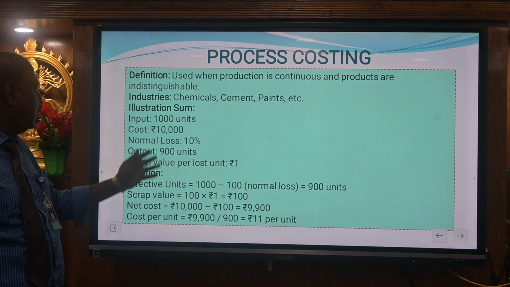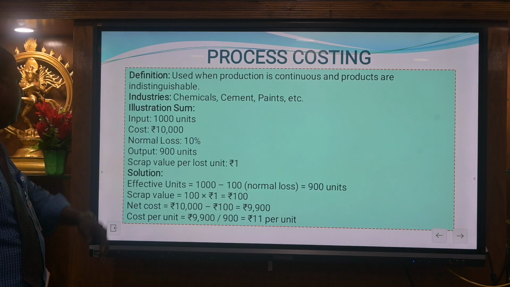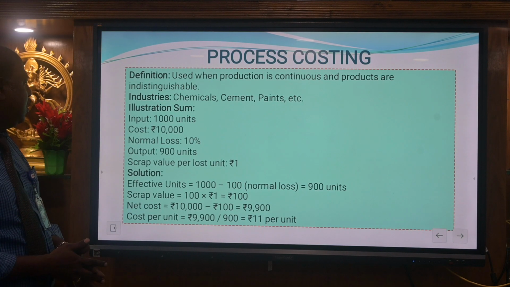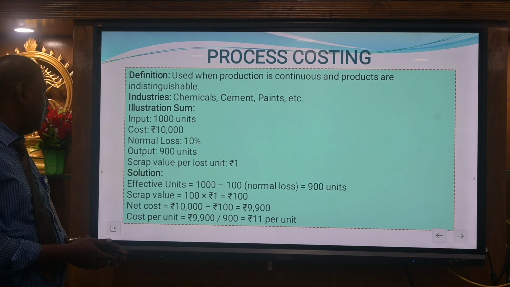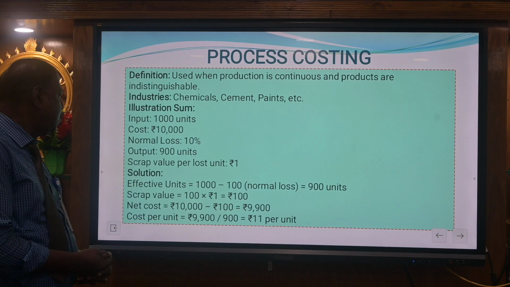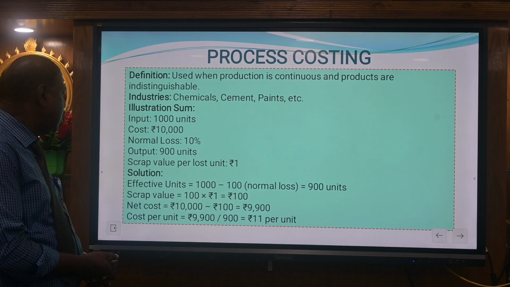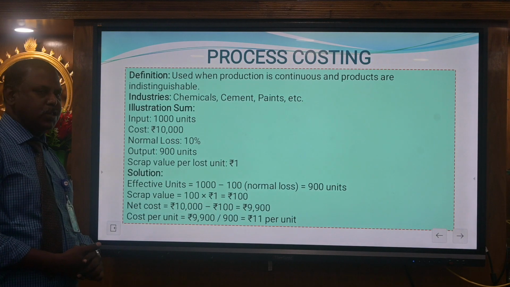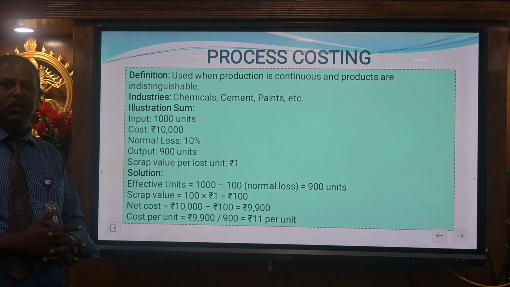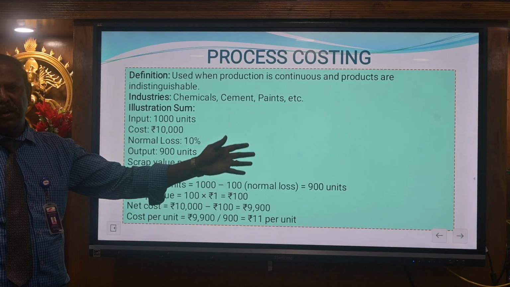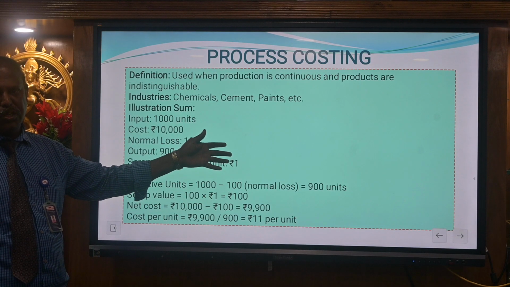Then for example, here we have given some illustration about the costing system. The input of 1000 units as material, cost of rupees 10,000 as input, then normal loss is 10%, output is 900 units, the scrap value per lost unit is rupees 1. Here, when you prepare the process costing, we have to calculate how much cost on the debit side. At the same time, on the credit side, we have to deduct the normal loss. After that, we can find the exact cost per unit.